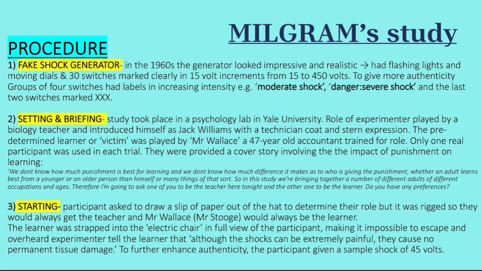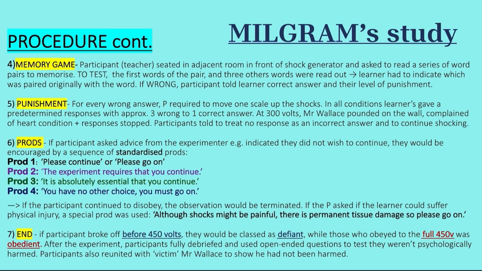In the starting, the participant was asked to draw a slip of paper out of the hat to determine their role. But of course it was rigged, so they would always get the teacher and Mr. Wallace would always be the learner. So this meant that the participant was always in the position of administering the shocks, and therefore Milgram would be able to find how much they would obey. The learner was strapped into an electric chair. It was very, very realistic for the time this was set in, and it'd be very good if you guys took notes of the details that occurred within the experiment.